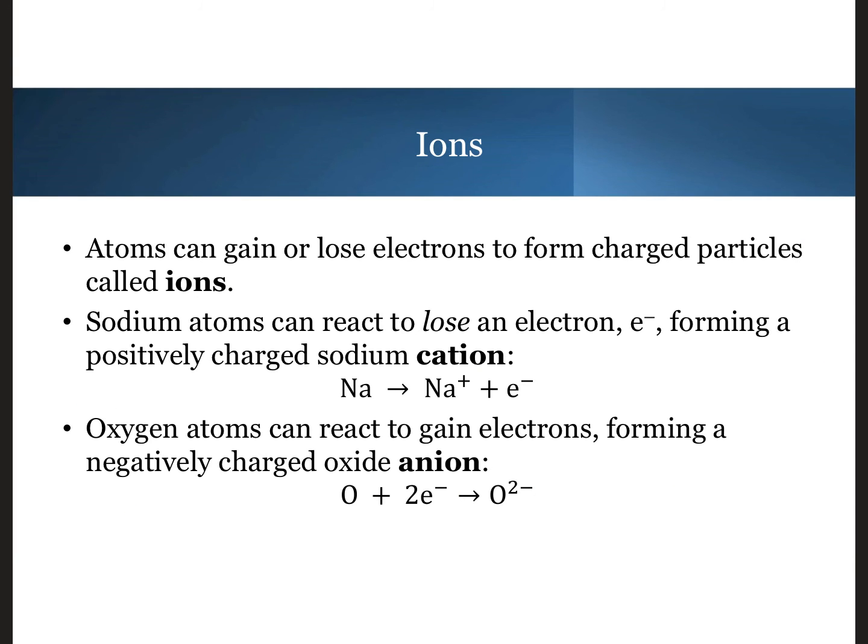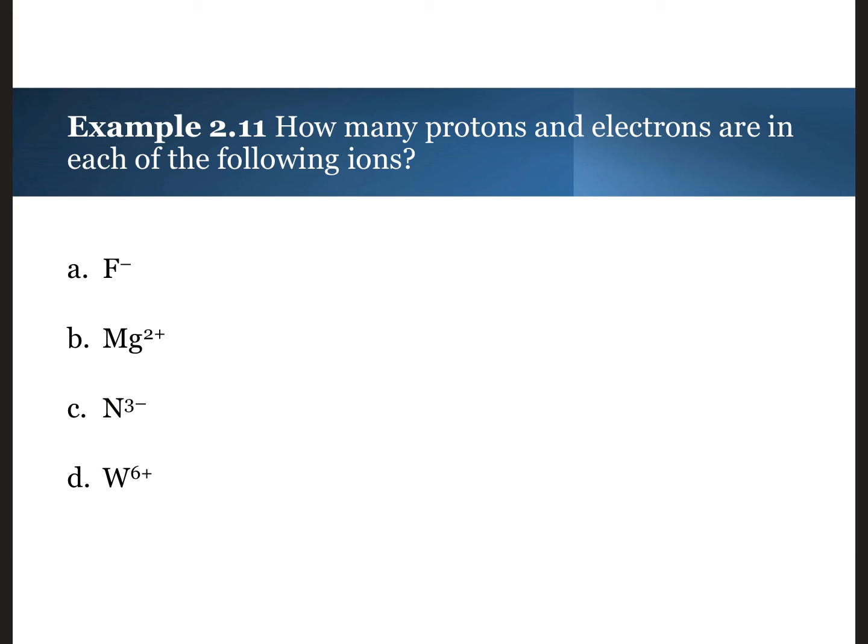The number of electrons will not always match the number of protons in an atom, leading to the formation of an ion. Ions can be positive cations, such as when sodium loses an electron to become Na+, or ions can be negative anions, such as when oxygen gains 2 electrons to form O2-. How many protons and electrons are in each of the following ions? If you haven't already, it's time to grab a periodic table.